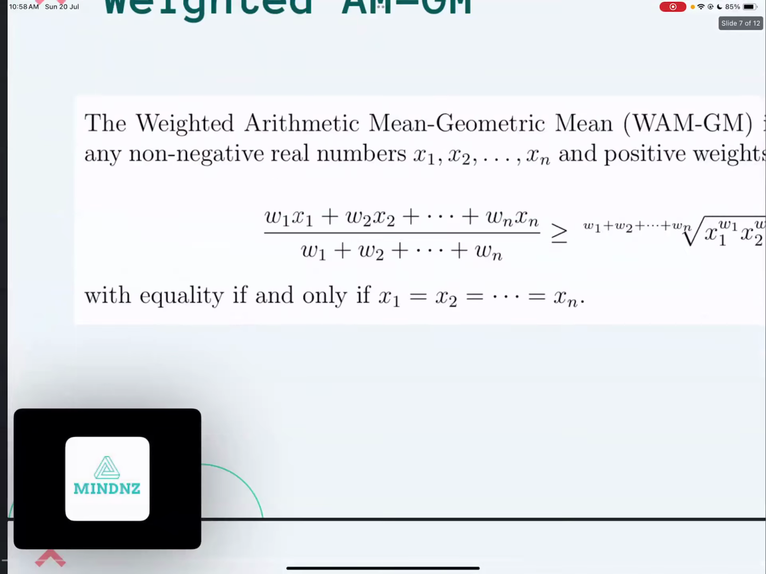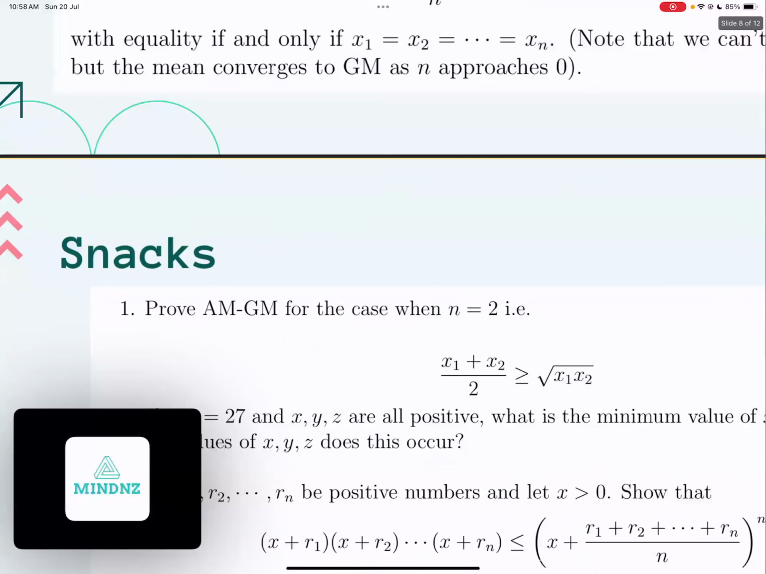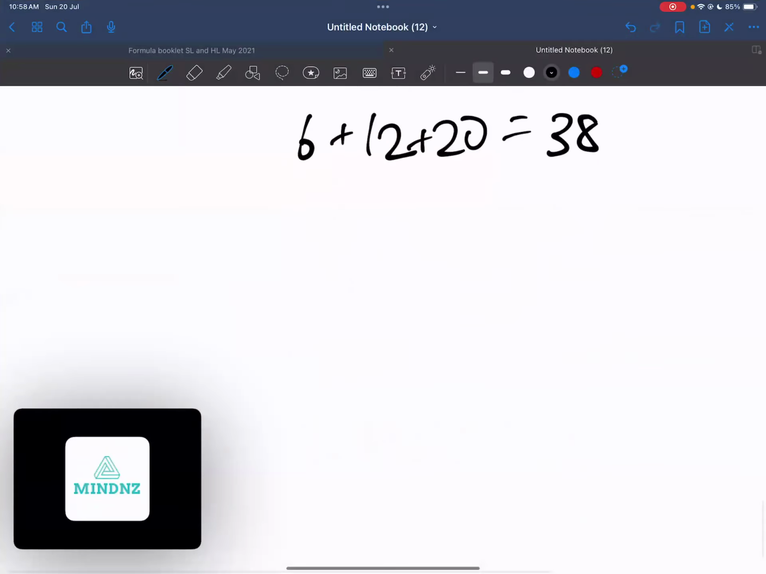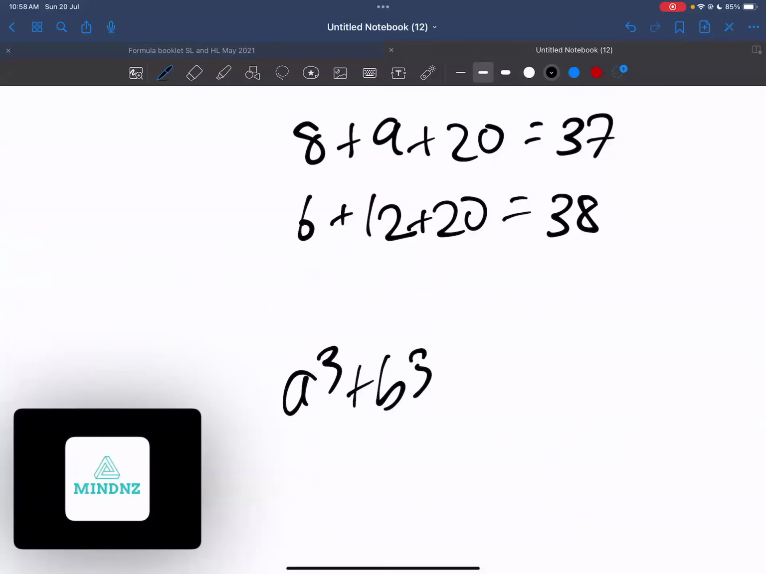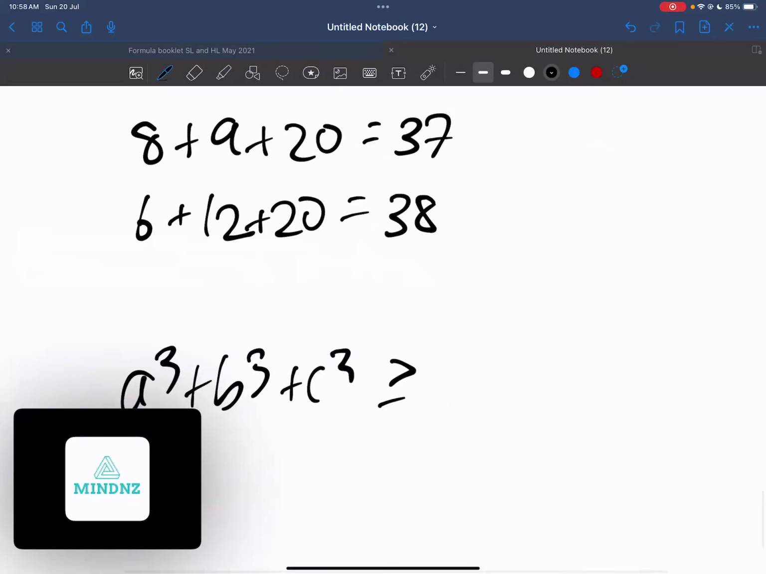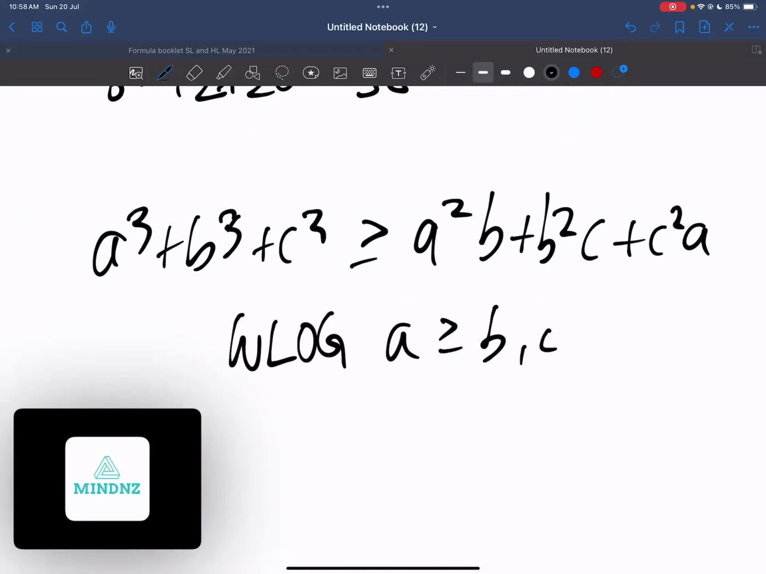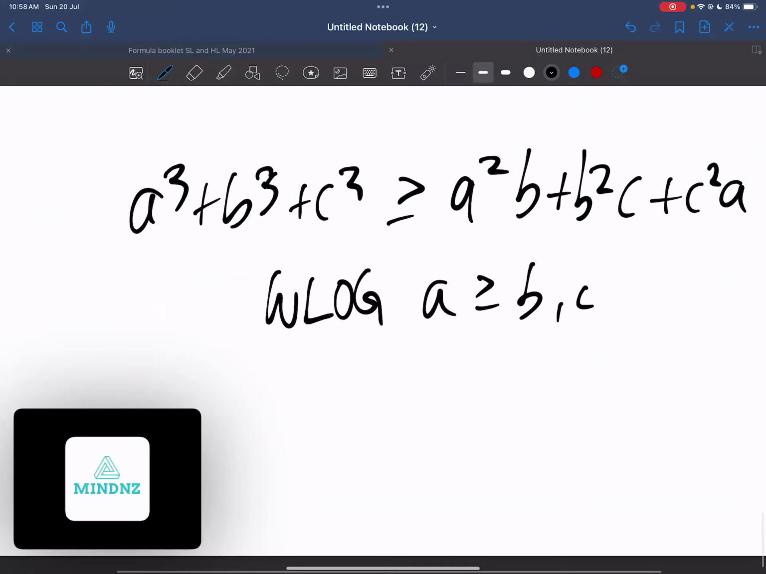Okay, let's give this one a try. So we want to use the rearrangement inequality to prove this. Okay, so now we have three numbers A, B, C. We know one of them is going to be biggest. So without loss of generality, we're going to assume that A is the biggest. We don't know how we can order B or C exactly because it's not symmetrical, right? So we do have to figure out our cases.